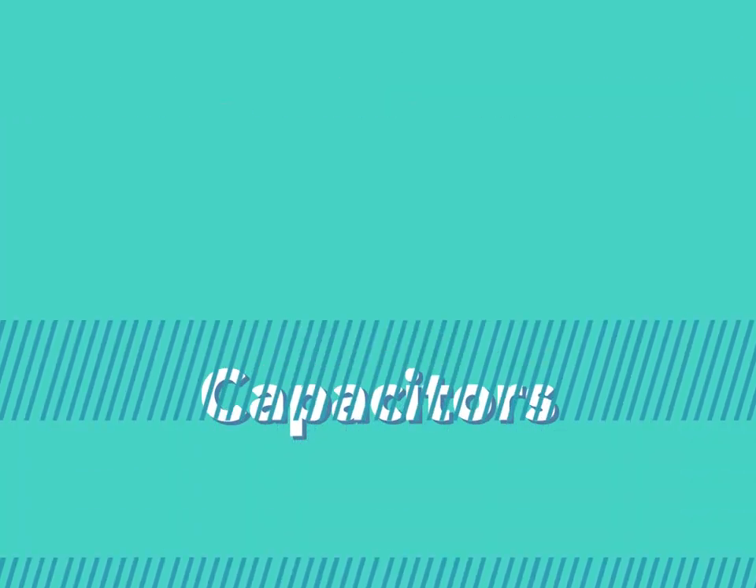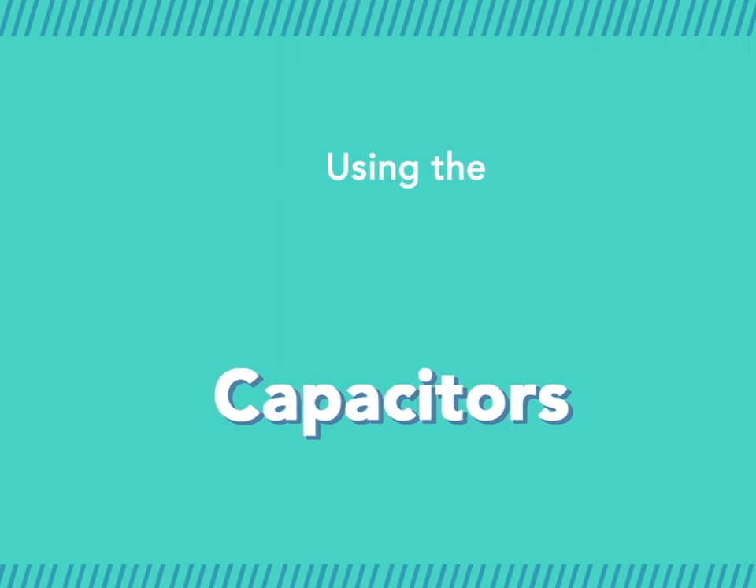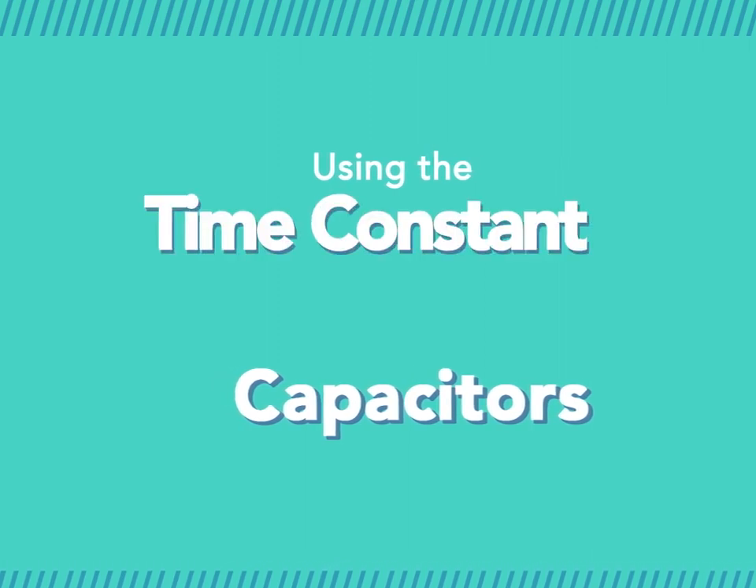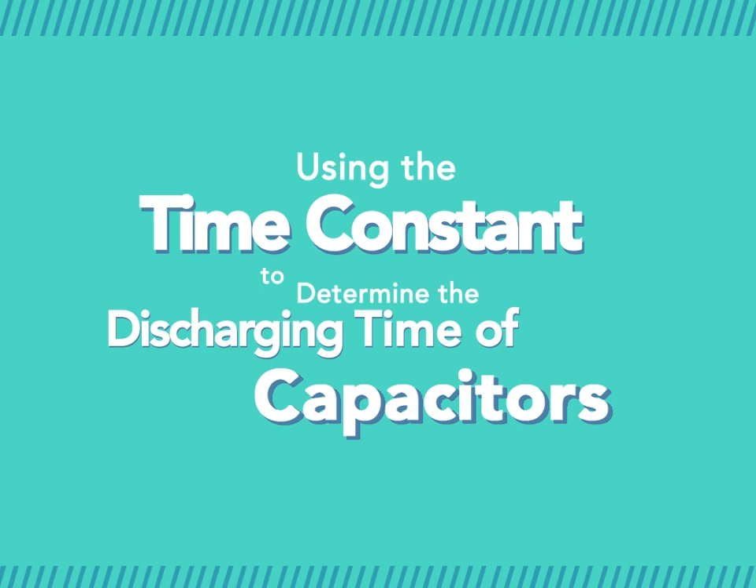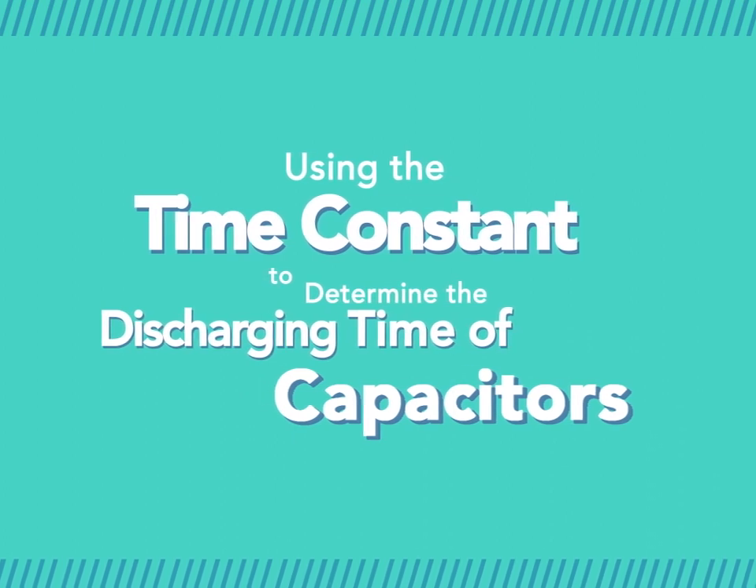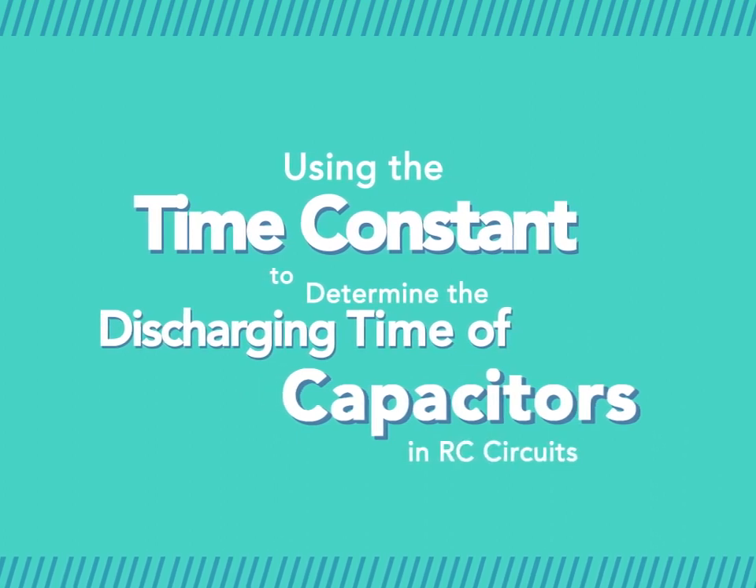Here, we will learn how to use a value called the time constant to determine the discharging time of capacitors in RC circuits.